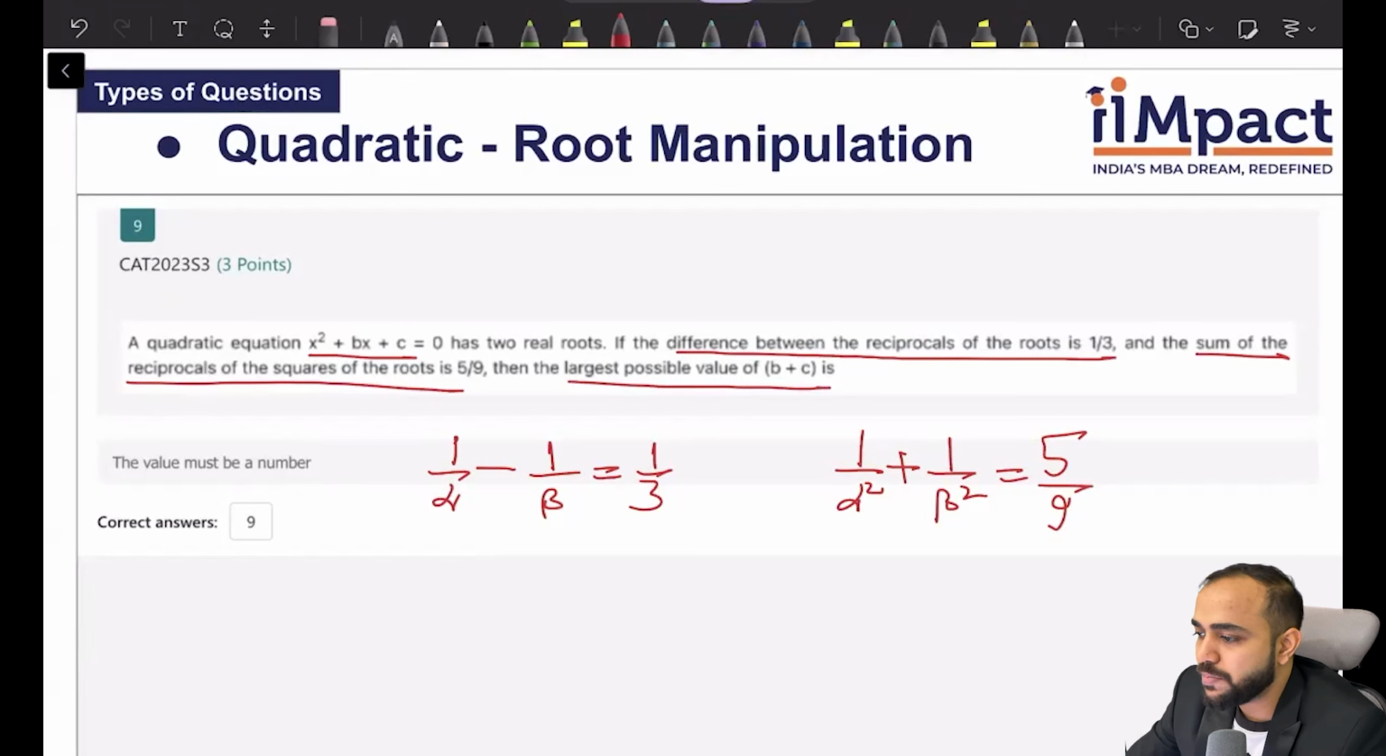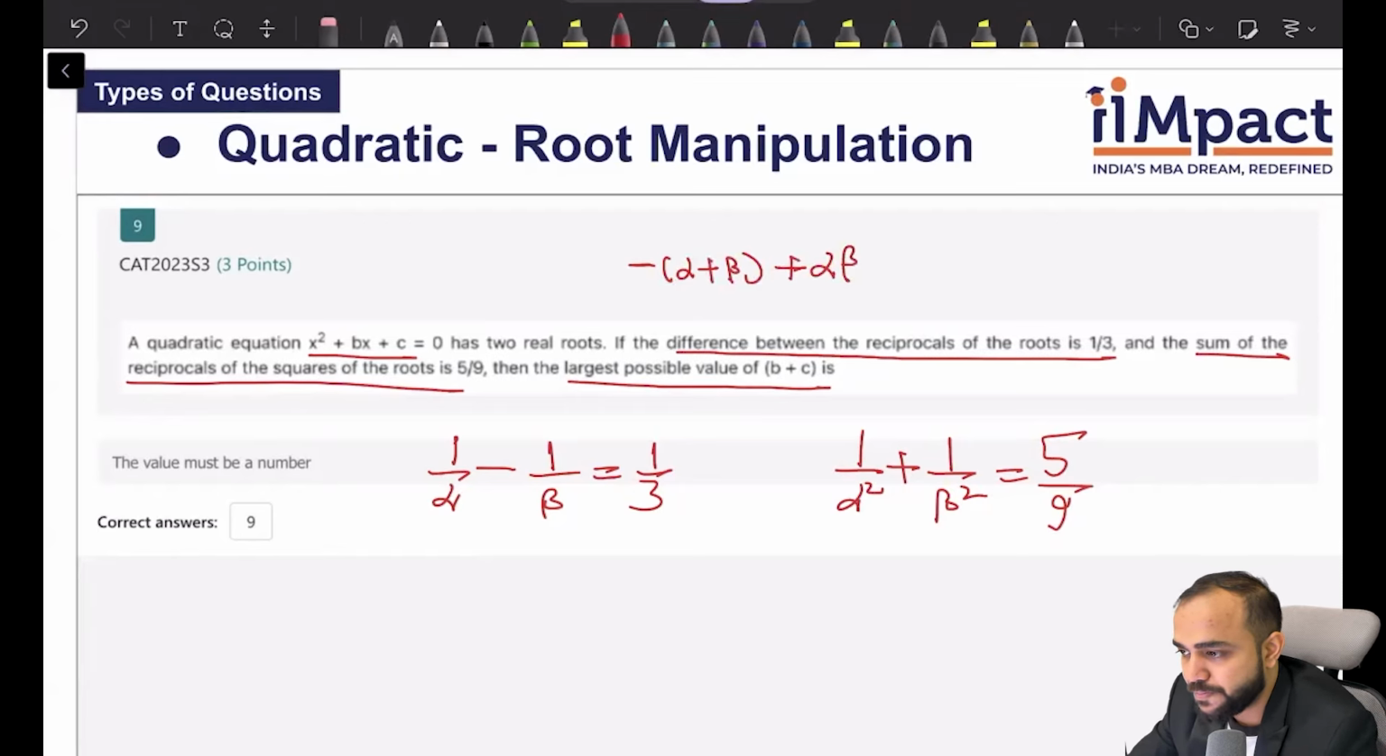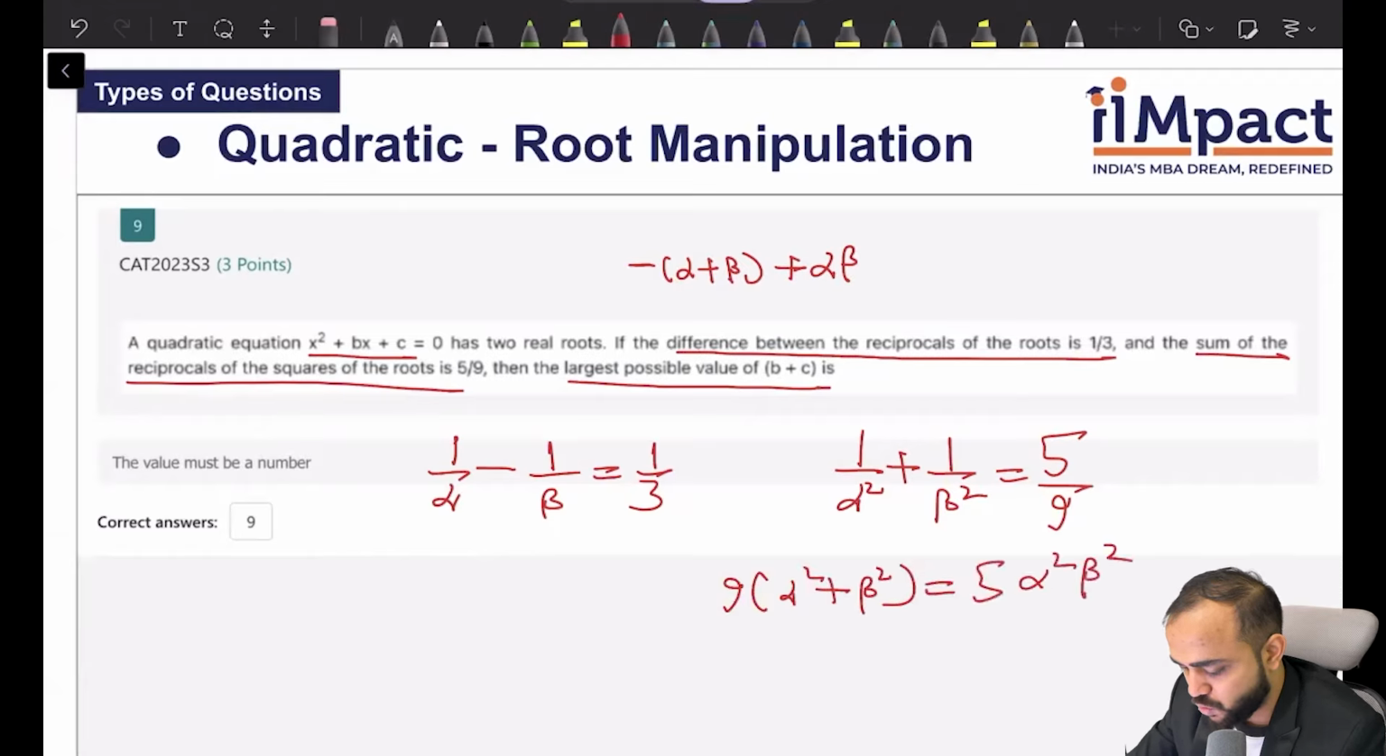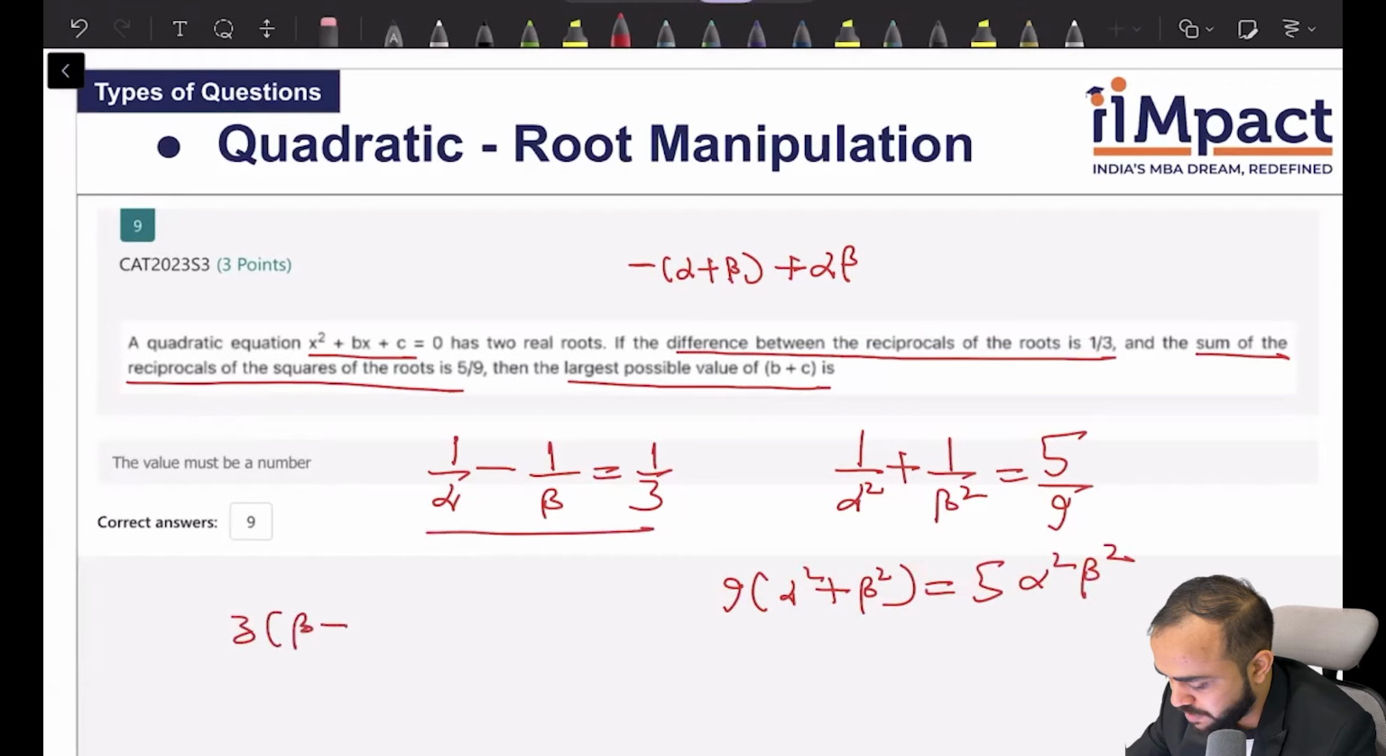What is going to be b plus c? Is it going to be minus alpha plus beta plus alpha beta? Because minus b by 1 is what? Alpha plus beta. So this is what I have written, right? So 9 times alpha square plus beta square is equal to 5 times alpha square beta square. And from here I will get 3 times beta minus alpha is equal to alpha beta.